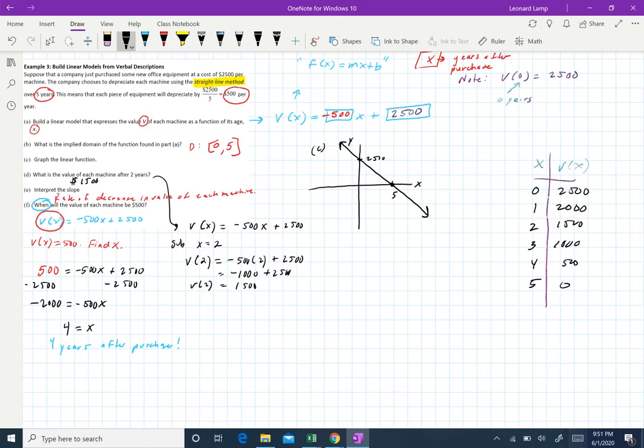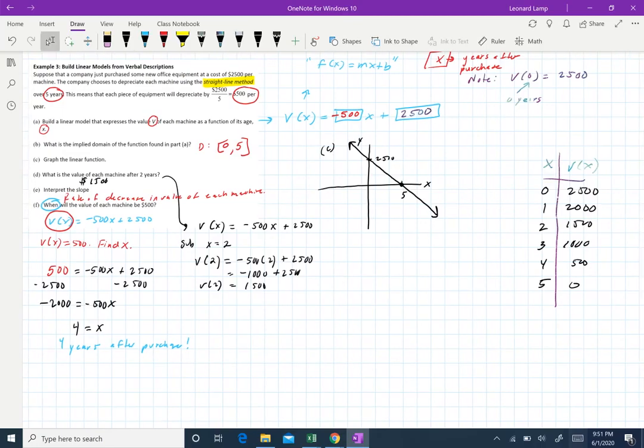So again, we could have answered most of these questions. The implied domain, of course, is only from 0 to 5. Graph it, that would have given us some nice points here. We could have graphed this point and this point, the x and y intercepts, and called it a day. What is the value after 2 years? Looking at part D, value after 2 years, 1,500. Interpret the slope. We already know that it's depreciating by 500, so that part was easy. When will the machine be worth $500? Well, then all you're doing is looking at the value, v of x, at 500 and saying, oh yeah, that's 4 years.